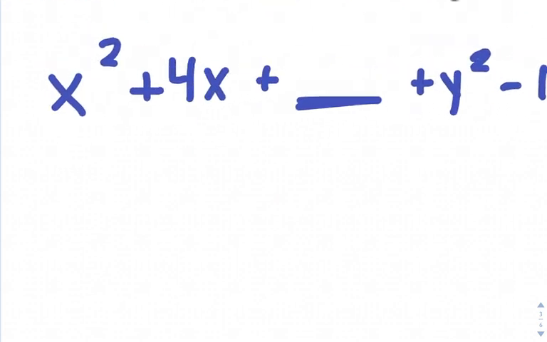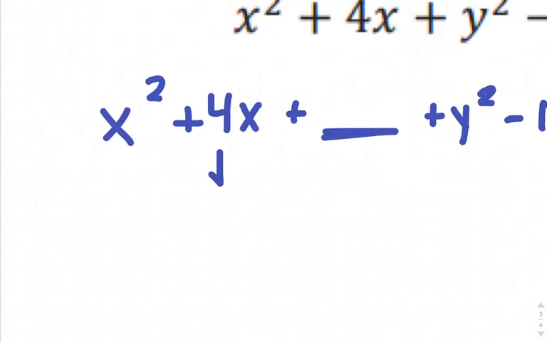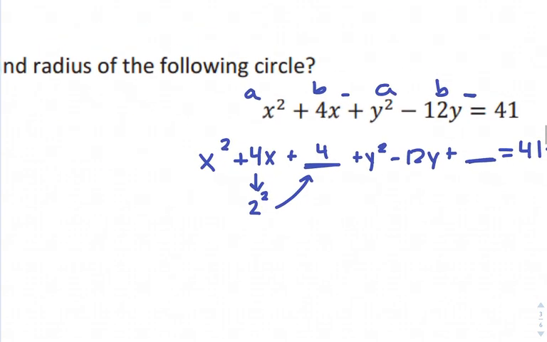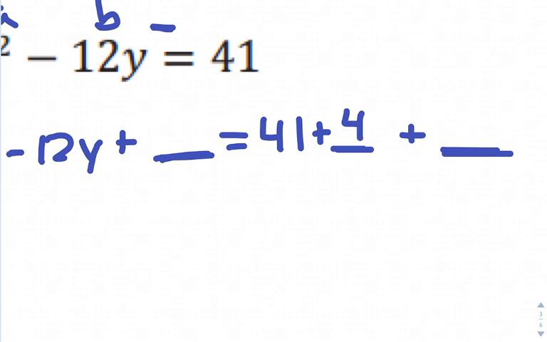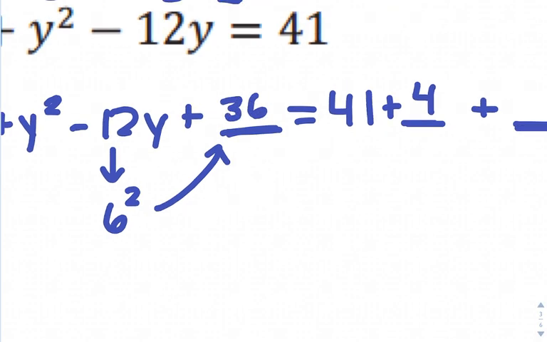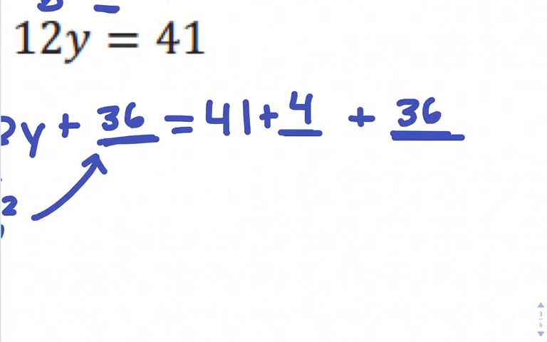So starting with our x values, remember, we take half of our b. So 4 divided by 2 is 2, and then we square it. 2 squared is just 4. So 4 goes in that blank, and 4 goes in this blank. Now we take half of 12. So you never take the sign, only the number. Half of 12 is 6. 6 squared is 36. So 36 goes here, and 36 goes here.